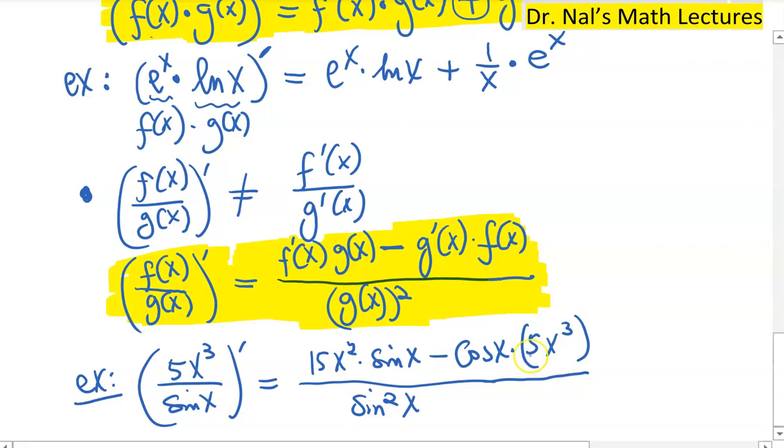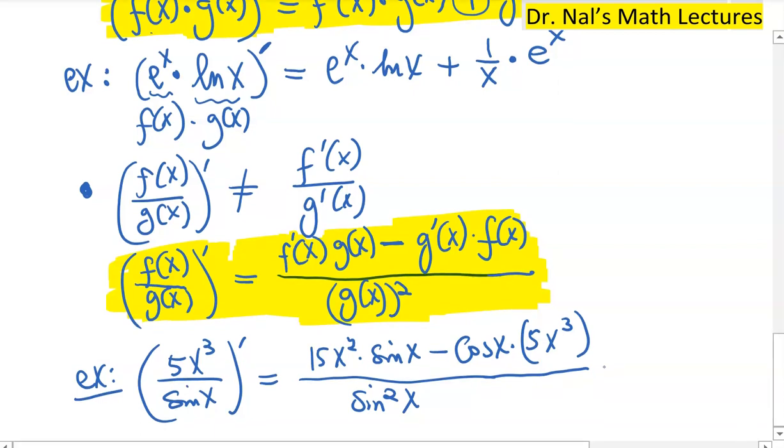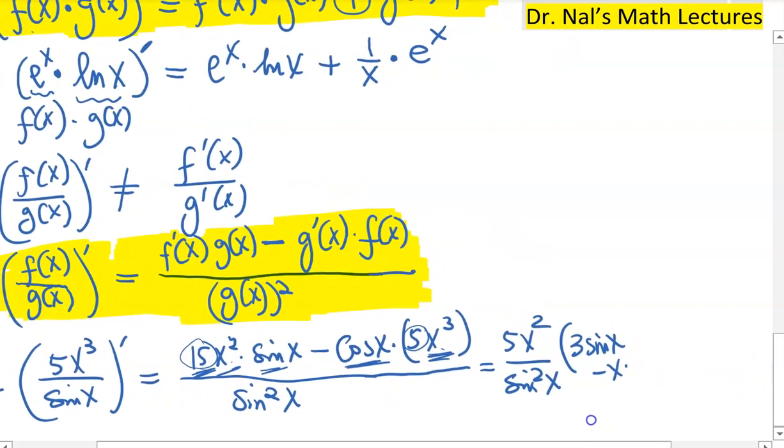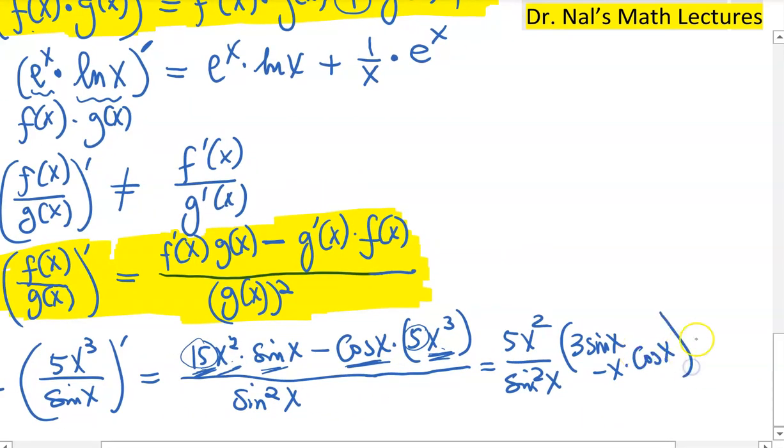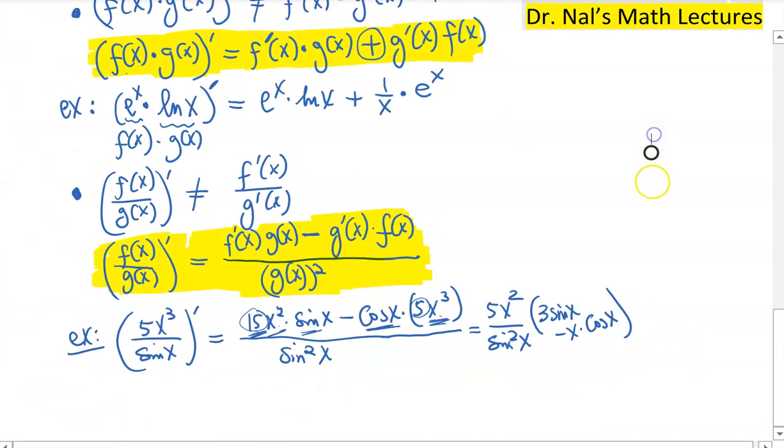So obviously, if you want, you can try to factor the numerator, but that shouldn't be too hard. So you guys can try it out on your own, or, okay, let me just do it, I guess. There's a common 5 here. There's also a common x squared, so 5x squared can be factored out. We already have a denominator of sine squared of x. So what's left in the numerator will be a 3 sine of x in the first term, and then in the second term, we have cosine of x and x, minus x times cosine of x. That's pretty much it. So that would do this example as well.